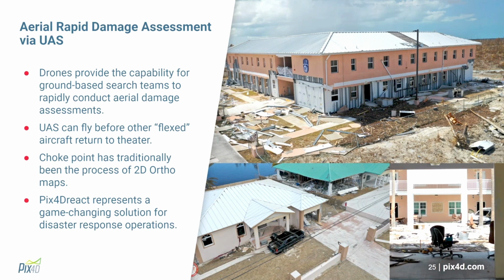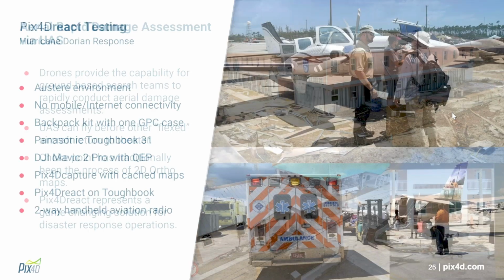As Drew talked about, Pix4D Mapper has been a tool that we've historically used, and it's been really powerful. But the choke point has been the processing of those 2D ortho maps. It really wasn't conducive to process that in the field. You needed an internet connection. And as we saw with Hurricane Michael, when the internet is down, when you have no mobile connectivity, you're looking for a place to go to process those images. So Pix4Dreact actually represents what we think is a game-changing solution for how disaster response operations can be conducted.